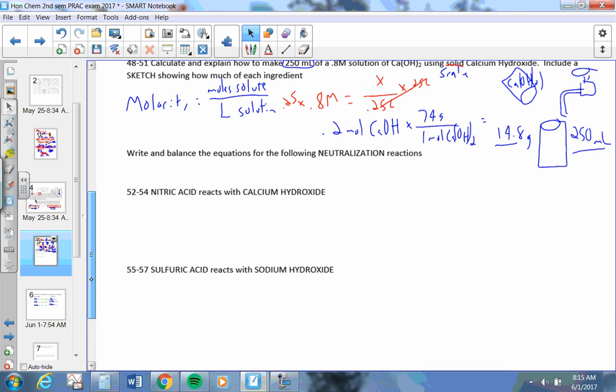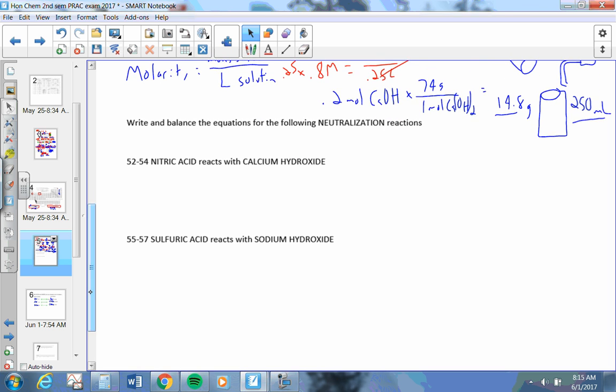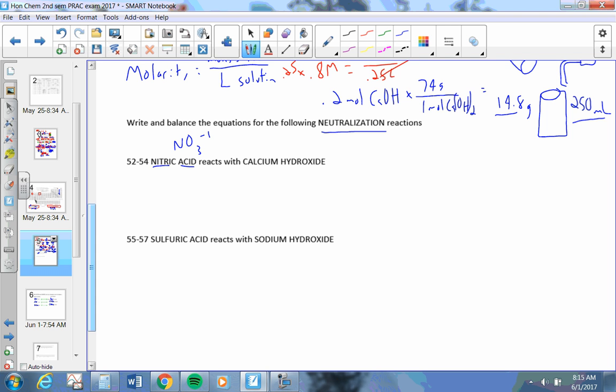Next one, nitric acid reacts with calcium hydroxide, and my mission is to write a neutralization reaction. I have to figure out the formula for nitric acid. Nitric comes from the nitrate ion, which is NO3 with a -1. It's an acid, so it starts with H+. That's a match made in heaven. HNO3 reacts with calcium hydroxide. Calcium is a +2. Hydroxide is a -1. Crisscross. Calcium, OH, taken twice.